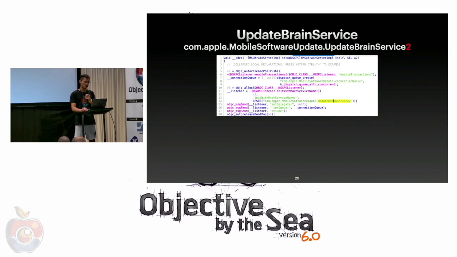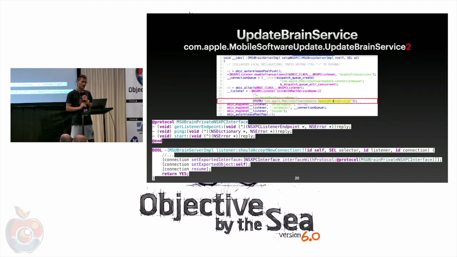Therefore, we can't enjoy these entitlements directly by injecting a dynamic library into this service. Through simple reverse engineering, I found that it provides a Mach service called Update Brain Service 2 with a protocol called MSU Brain Private Interface. It accepts all XPC connections from any client directly by returning yes in its delegate method. However, during my research, I realized that the protocol methods in this service are not implemented. So maybe I will check again in a future release.